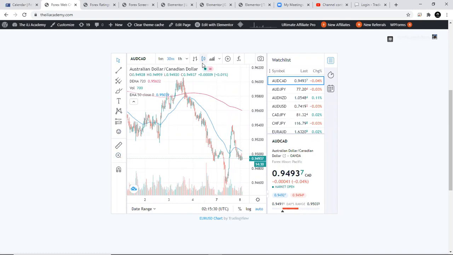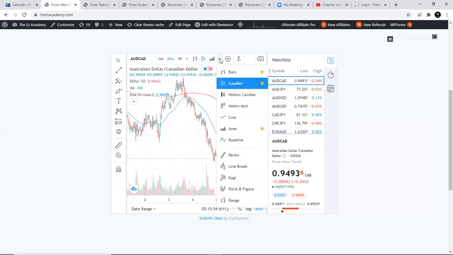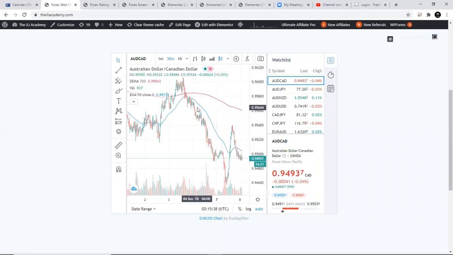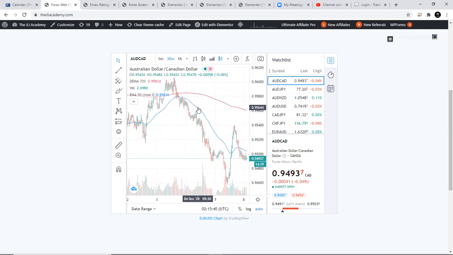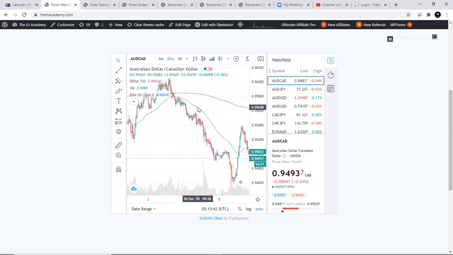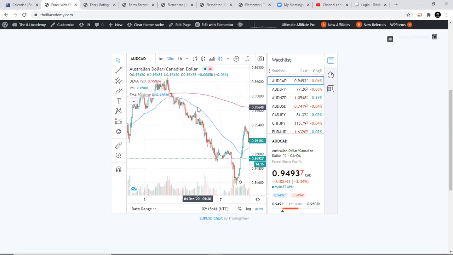We've got candles. We've got all types of different styles that you can use. You can use hollow candles if you want. Let's use this and see what that looks like. There we go.